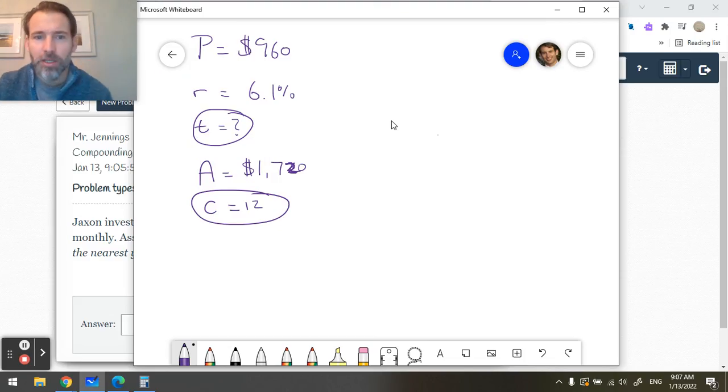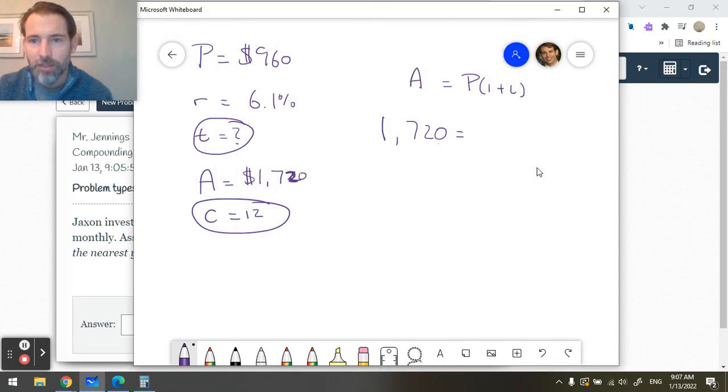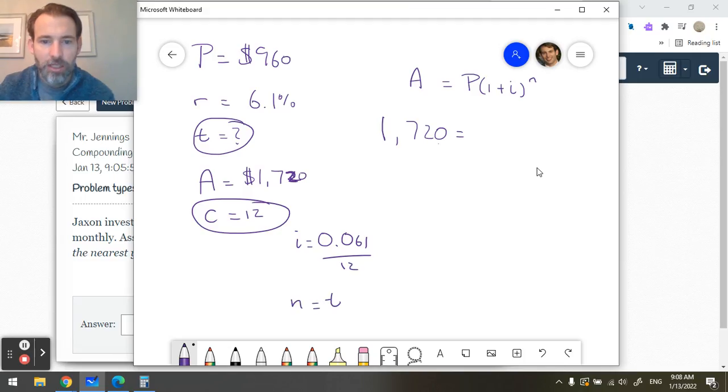Okay, so the amount is going to be 1,720, equal to the principal. Let's write out the formula here. A equals P times 1 plus I, raised to the power N. Oh, I need to calculate I. Oh, it's hidden by those darn buttons. Okay, so I is equal to 0.061 divided by 12, and N is equal to T times 12. Okay, so that's what we've got.